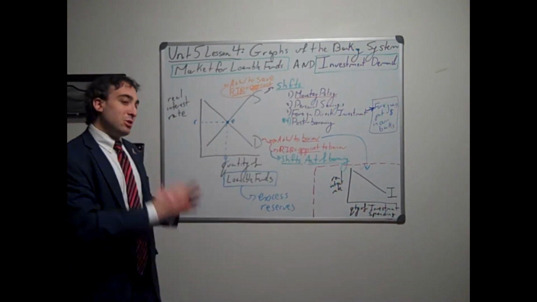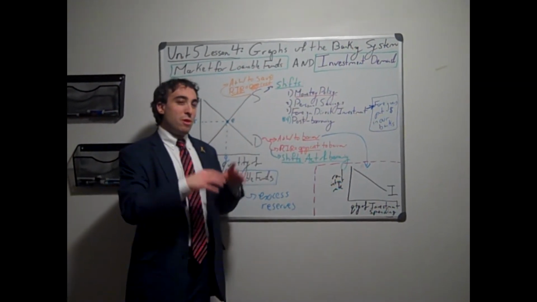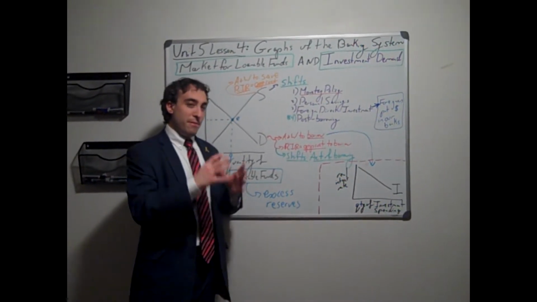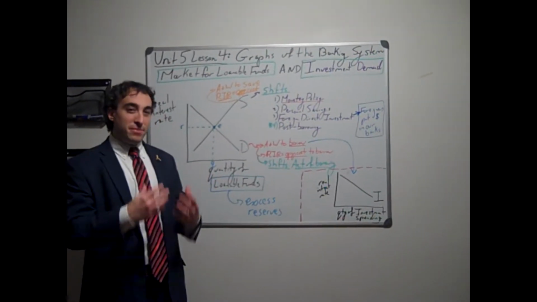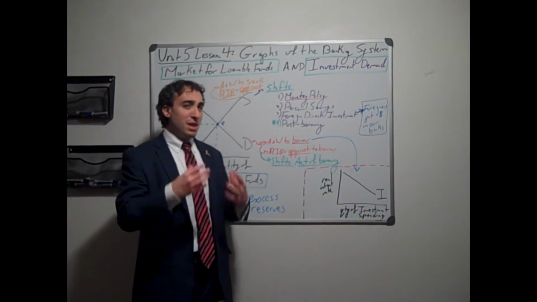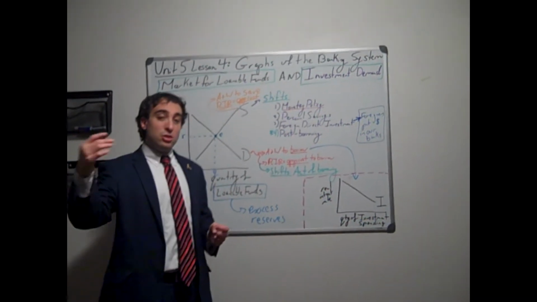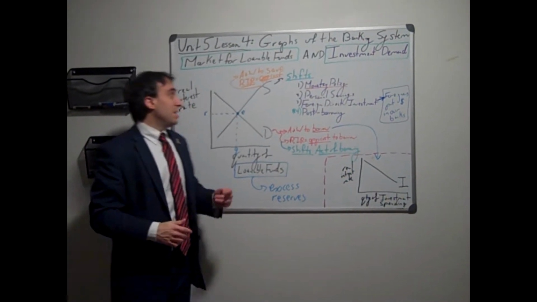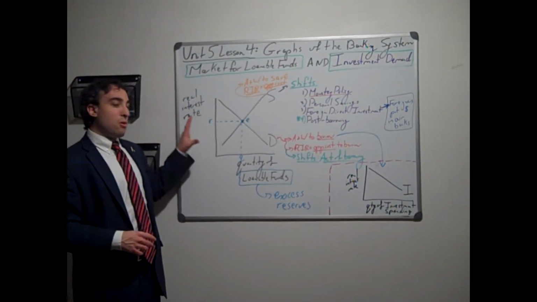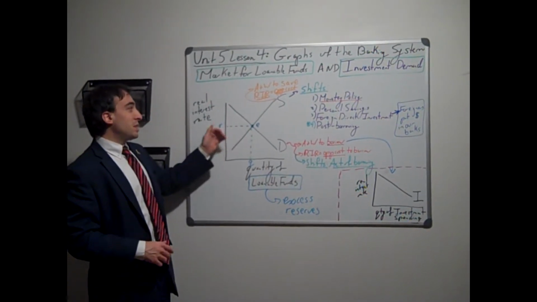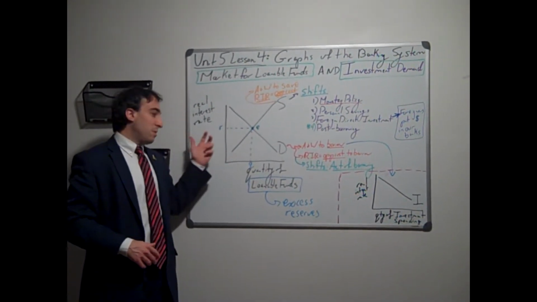The purpose of these two graphs is to show more in particular how banks themselves are affected and then how this affects the ability and willingness of people and businesses to get loans. So first, let's start with the market for loanable funds graph. Here we have another supply and demand graph, this one for the supply and demand of loanable funds.